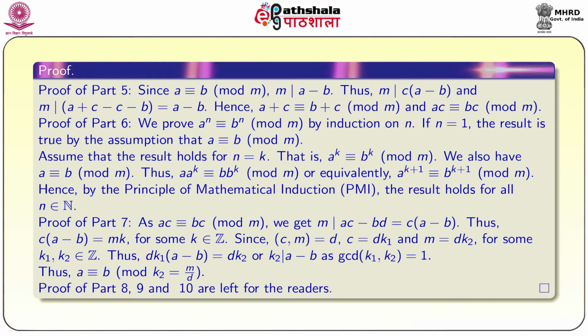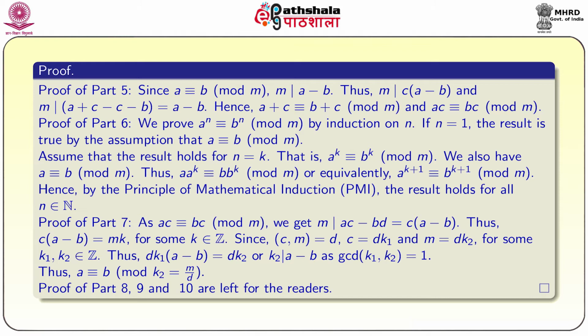Now the proof of part 5. Since a is congruent to b mod m, then m divides a minus b, thus m divides c into a minus b for any integer c. And also m divides a plus c minus c minus b, that is equal to a minus b. So, we have a plus c is congruent to b plus c mod m as well as ac is congruent to bc mod m. This is the result we had to prove: if a is congruent to b mod m, then a plus c is congruent to b plus c mod m and ac is congruent to bc mod m.